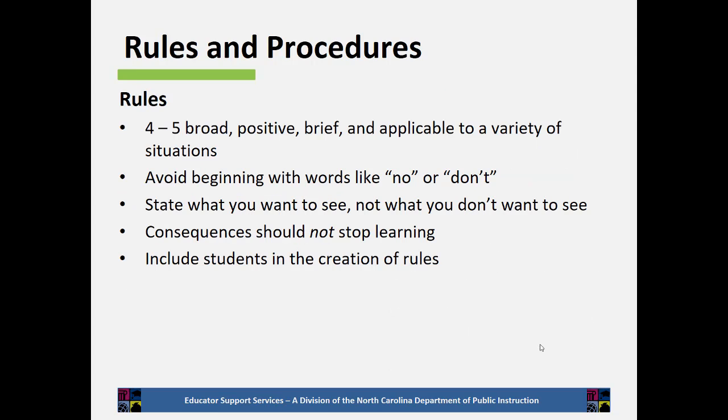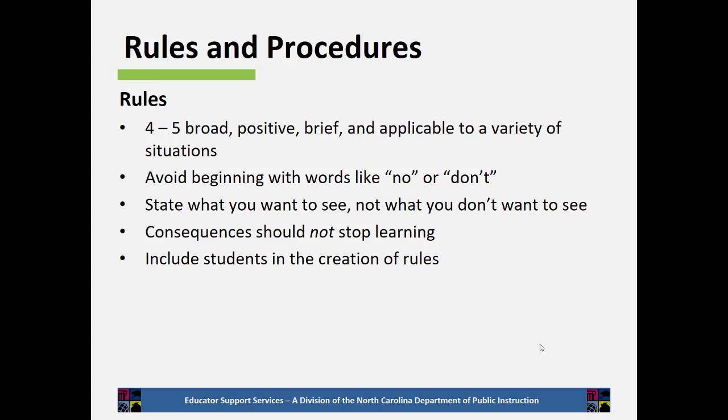Some tips for creating rules and procedures. So your rules, you want to only have about 4 or 5. If you have more than that, it can be overwhelming for kids. They need to be positive, brief, and really applicable to a variety of situations. They do need to be broad. We go into a lot of classrooms where we see a rule like raise your hands before you talk. That's really targeted, and if you're thinking of only having 4 or 5 rules and that's one of them, it kind of limits what you're doing.